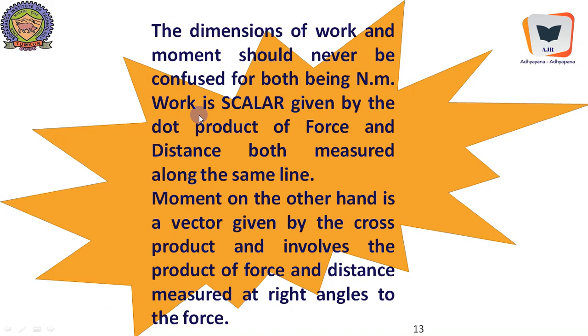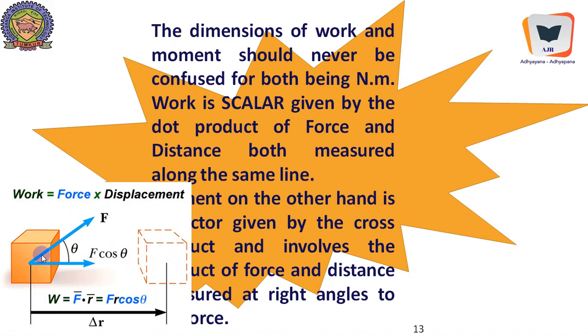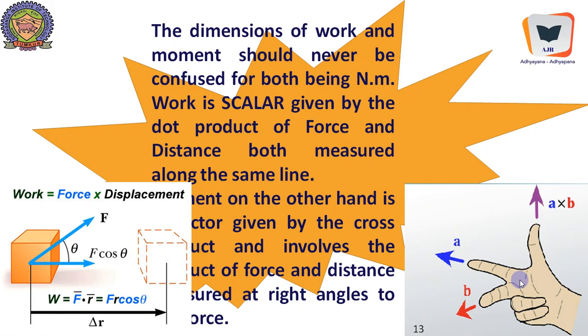But there are many differences. Work is a scalar given by the dot product of force and distance, both measured along the same line. Of course, force is there in one direction, displacement is also in the same direction. While moment, on the other hand, is a vector given by the cross product and involves the product of force and distance measured at right angles to the force. And here, the component of the force, because movement has taken place in the horizontal direction, the horizontal component is responsible. So F cos theta is the horizontal component. So F cos theta into delta R will be F delta R cos theta, and this is the work done. While for the moment, there is a force acting in this direction, and this is the perpendicular distance.